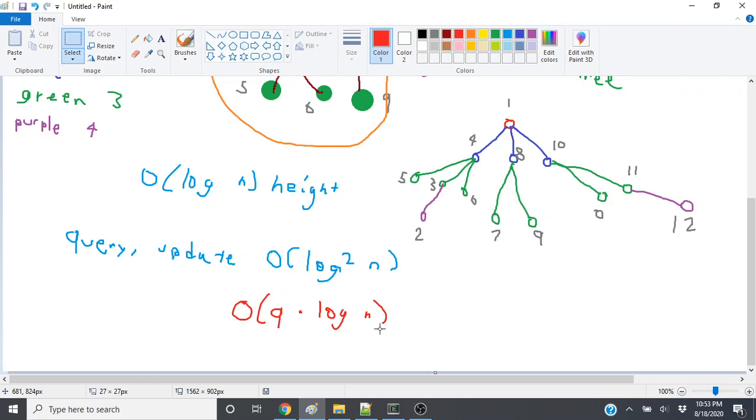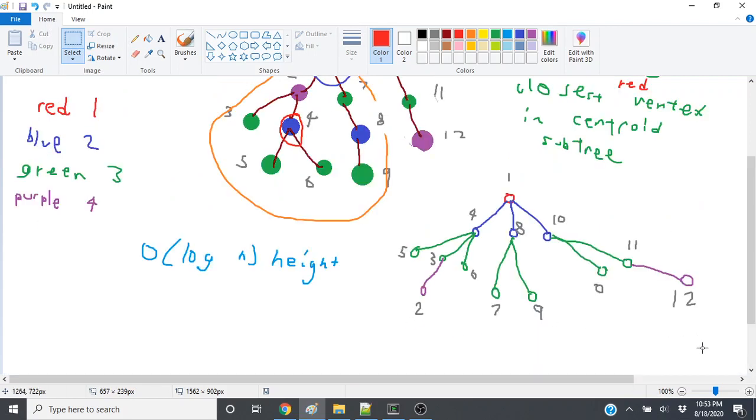But anyway. Now let's talk about how to implement this. It's going to be a very long tutorial. But let's talk about how to implement this.